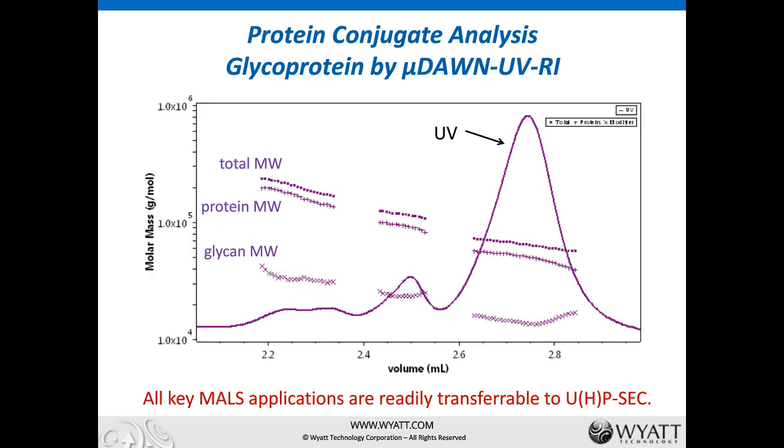MicroDAWN is an important tool for characterizing protein conjugates. So we use the MicroDAWN, UV and RI to characterize a glycoprotein from the surface of a virus on a UHPLC system. And the three detector signals can be used to calculate the total molecular weight and also the molecular weight from proteins and glycans. And so now we can confirm the main peak is the monomer, and there are also dimer and trimer present in the sample.